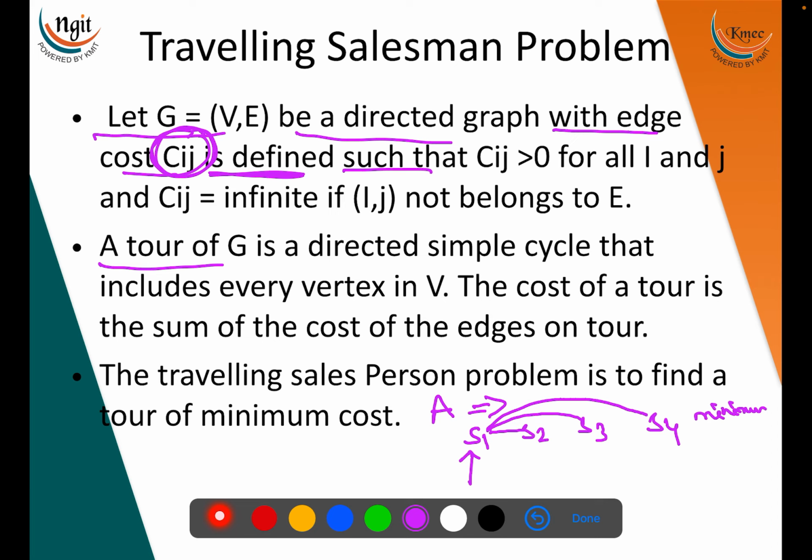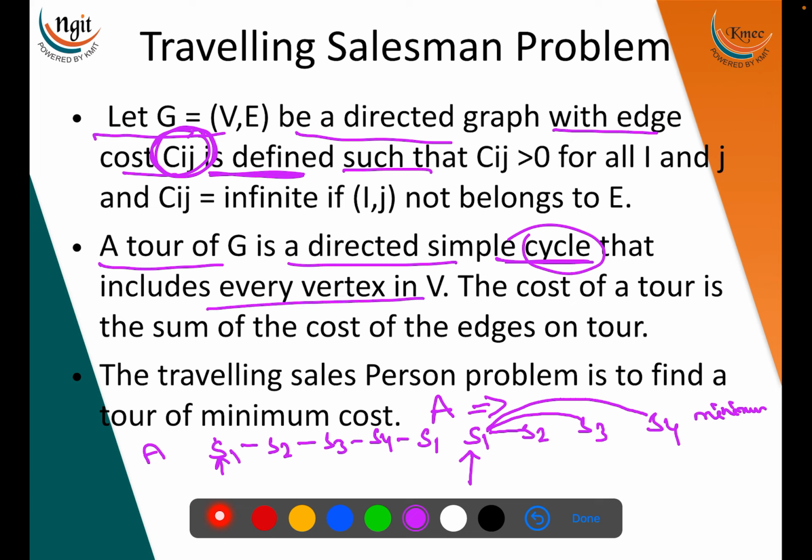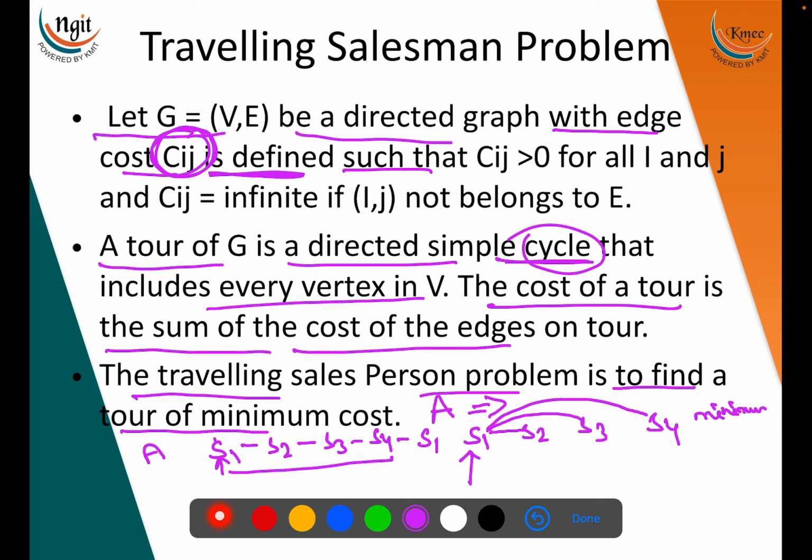That means a tour of G is a directed simple cycle. Simple cycle in the sense that if a salesman has started his tour from city S1 and has visited all the cities, he should go back to S1 because it is a cycle. If he is living in S1, he has to come back to S1, right? So that is a directed simple cycle that includes every vertex in V. He has to visit all the cities available in the graph. The cost of a tour is the sum of the costs of the edges on the tour. The traveling salesperson problem is to find the tour of minimum cost.